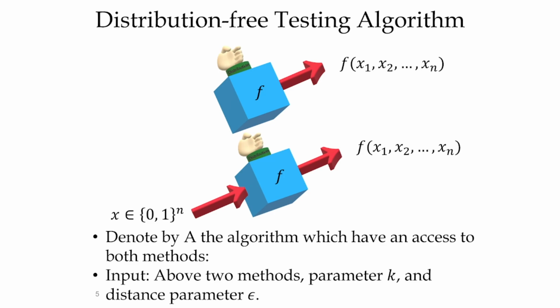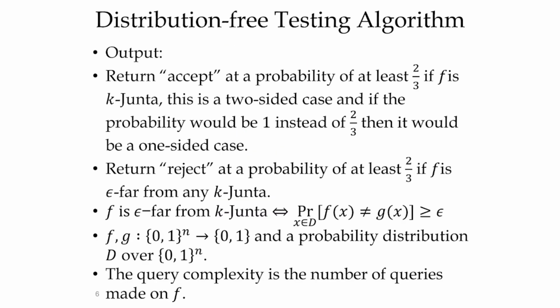In this work, we want to build an algorithm that receives this type of box with 2 methods. One is to press the button, and the other one is inserting the vector manually, like I have explained before. We want to receive a parameter k and a distance parameter epsilon. The expected output should be accept, with a probability of at least 2/3, if the function is a K-Junta. This case is called a two-sided case. If the probability would be 1 instead of 2/3, then it would be a one-sided case.